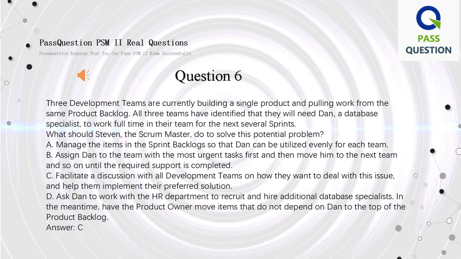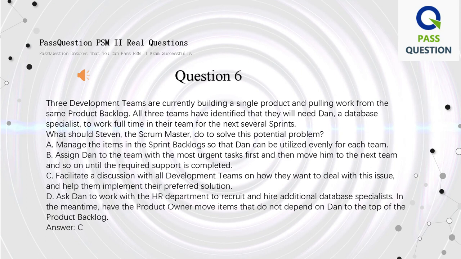Question 6. 3 development teams are currently building a single product and pulling work from the same product backlog. All 3 teams have identified that they will need Dan, a database specialist, to work full-time in their team for the next several sprints. What should Stephen, the Scrum Master, do to solve this potential problem?